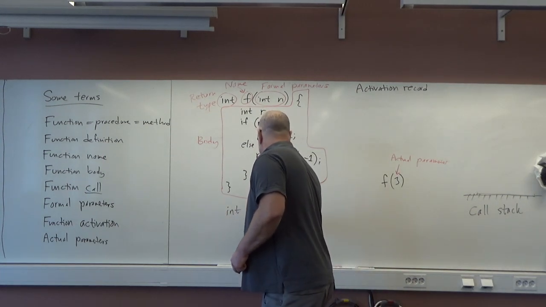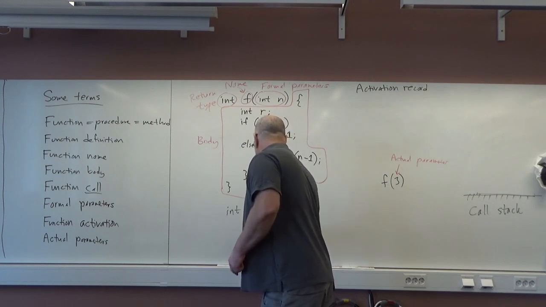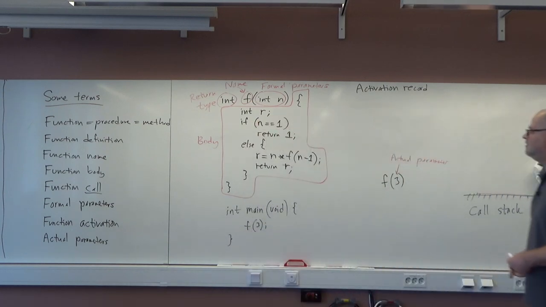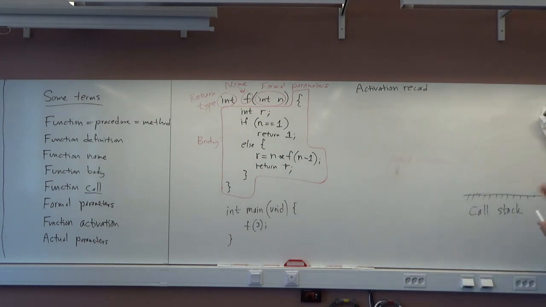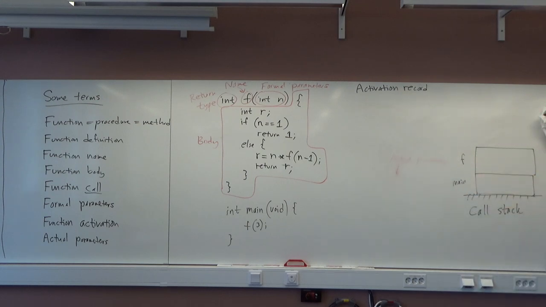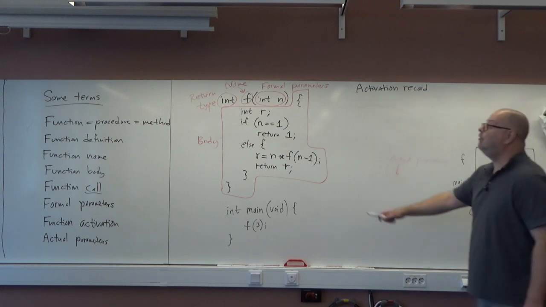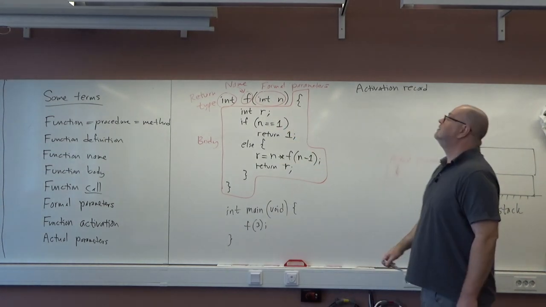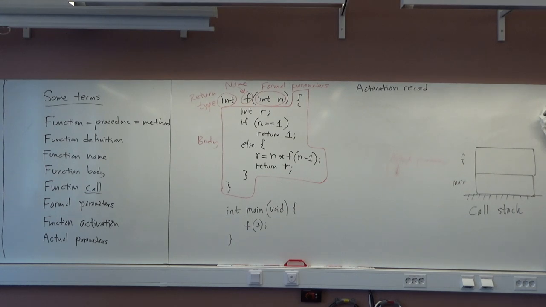Here we have the main function, where I just put this function call f with argument 3. And when the program starts, then you get an activation record for main, with no local variables or anything. But when it calls f, you get an activation record for f. Here is the activation record for f. And you have two local variables in f. You have r, and also this parameter n works as a local variable that gets a starting value in the function activation. So you have r and you have n. And since you send the actual argument 3, you put 3 there. Okay?